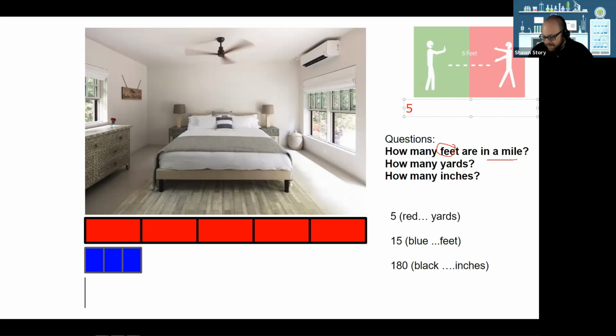The final answer is 5,280 feet in a mile. How many yards are in a mile? Remember, a yard is 3 feet, so it's going to be less. It's going to be about a third. So we're going to divide that by 3. Any guesses? We could actually just divide it by 3. If you take that and divide it by 3, you get 1,760 yards equals 1 mile.